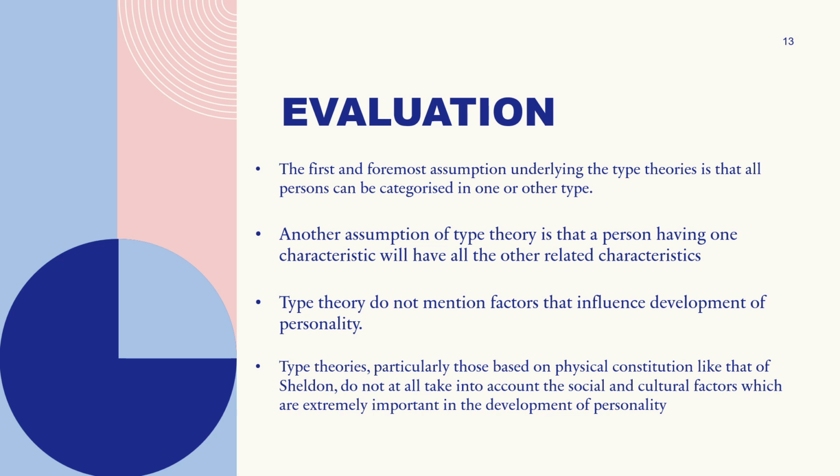And type theory do not mention the factors that influence the development of personality. They just simply classify people. They put people in a particular class: extroverts, introverts, artistic people, creative people, like that they'll put into a category, and the development of personality is not at all addressed in type theories. Type theories, particularly those which are based on the body constitution, like that of Sheldon, Kretschmer, etc., don't take into account the social and cultural factors which are extremely important in the development of personality.